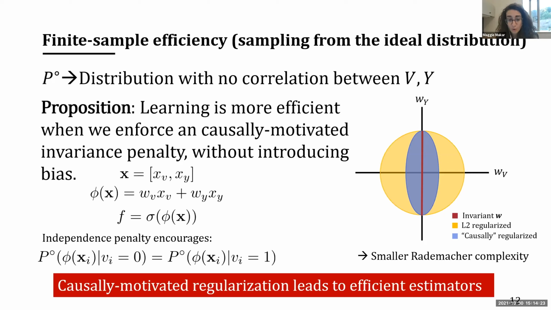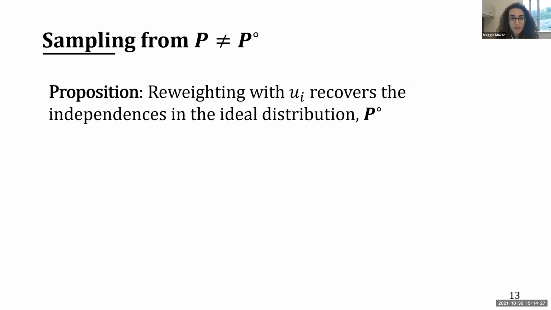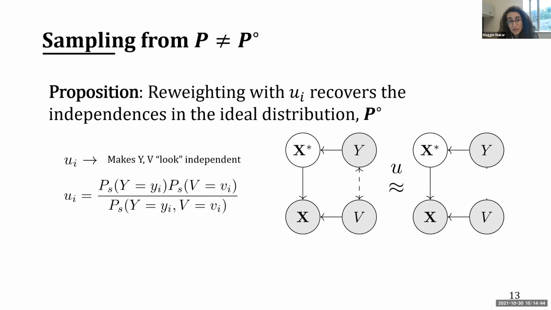Unfortunately, none of this holds when we sample from any distribution other than the ideal distribution. So we turned again to ideas from causality to address this issue. In causality, we often have a notion of an ideal distribution, which is the distribution of a randomized control trial. So we often reweight the data in order to mimic independencies that exist in a randomized control trial. And we did something similar here, where we used weighting to map us onto a distribution that looks like the ideal distribution. And this helps us recover nice independencies that exist in the ideal data.